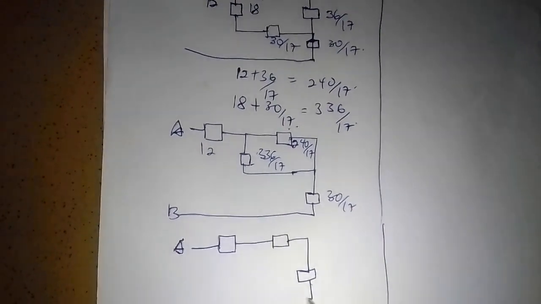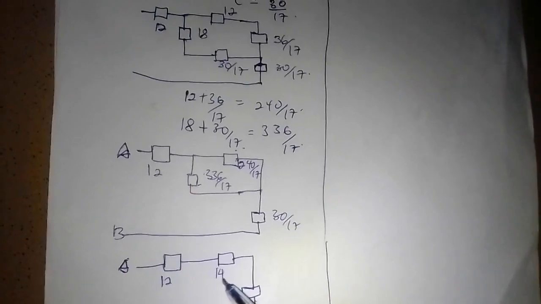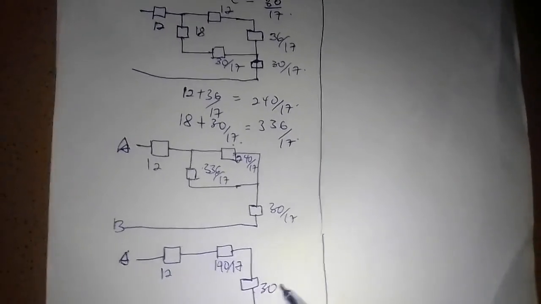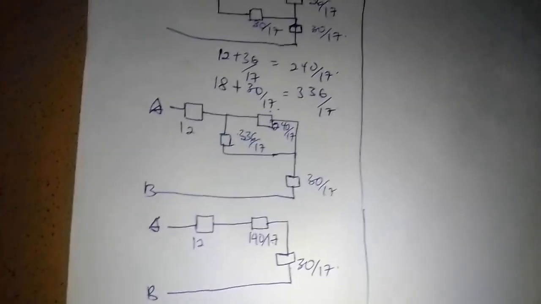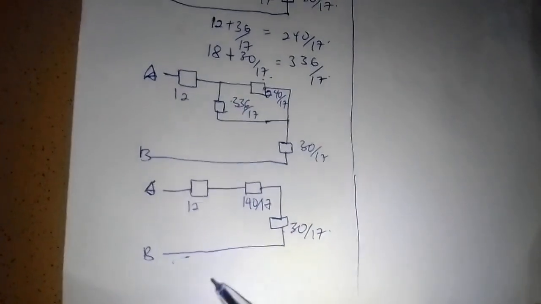So I'm going to get this A here, I have my 12 here, then this coming down to this, then finally to my B. So 12, then I have 140 over 17, then here is also 30 over 17. At this point, you can see that all the resistors are now in series in between the terminals A and B. So I just move forward adding them.